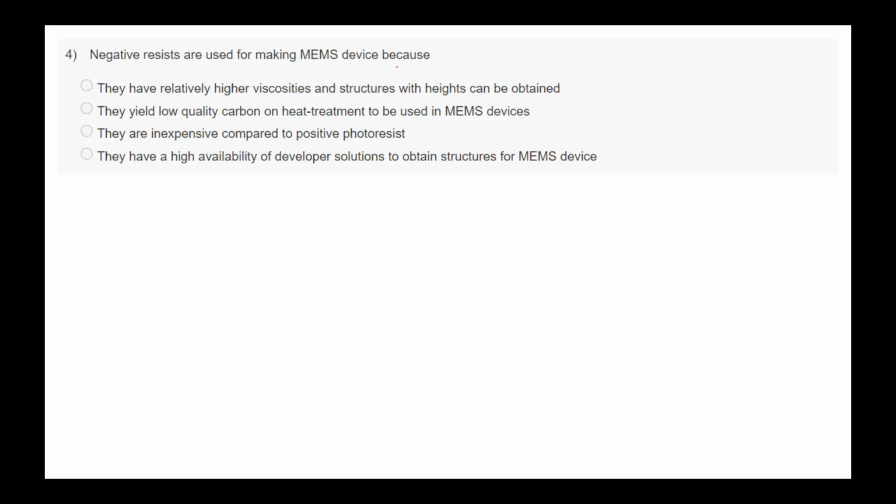So here, in the concepts or the topic where I was discussing, it was somewhere related to heights, why we are using it. In the positive resist you can make some very thin kind of film, but here you can make some heights, and that's why it is mostly used for MEMS devices, and also because of the high viscosity. So somewhere I think it is related to the viscosity and the height of the structure you want. So this is probably the reason. But anyways, if you have something more to say, you can put it in the comment box.